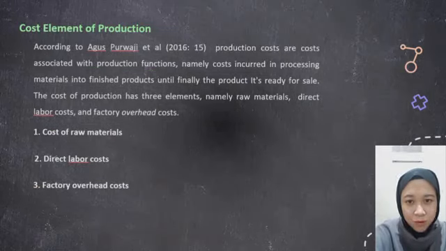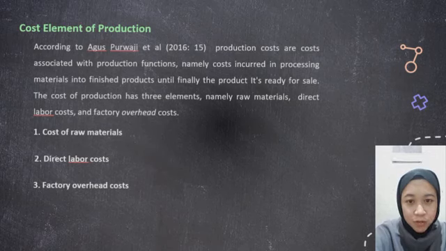Cost elements of production. According to Agustucci et al., production costs are costs associated with the production function, namely costs incurred in processing material into finished products until finally the product is ready for sale. The cost of production has three elements, namely raw material, direct labor costs, and factory overhead costs.